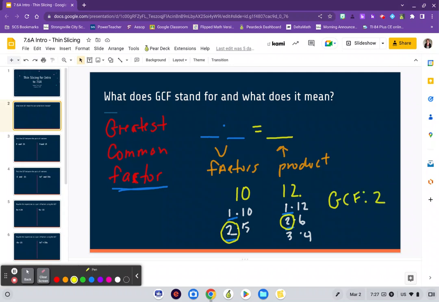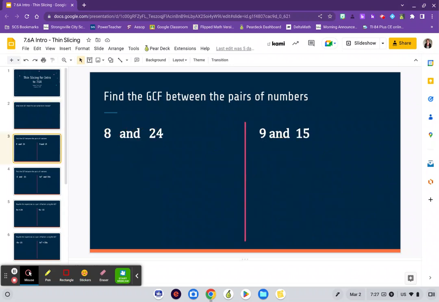Okay, so factors are numbers that are multiplied together to get a product, the answer to that multiplication. Our job is going to be, if I'm given 2 or more terms, to find the greatest number that can be multiplied for any of those terms. Okay, the greatest factor. All right, so we're going to go through a couple of examples together. And this first example is 8 and 24. I want to find the GCF of 8 and 24.